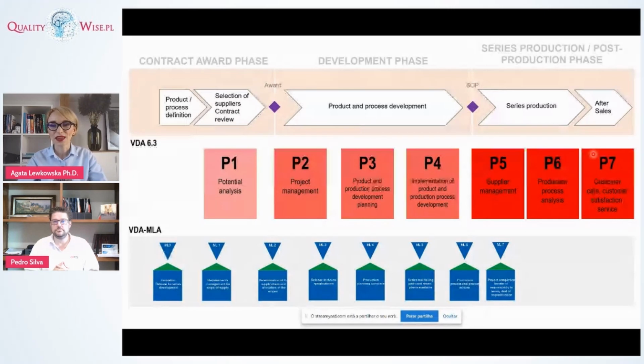Exactly. And I also really like this picture, because it presents the life cycle, so the value creation for the customer, and VDA MLA is a methodology for project management, but actually it is maturity level assurance, so we need to design the quality for our customer, and the outcomes. As we can see, VDA 6.3 can be a nice tool.